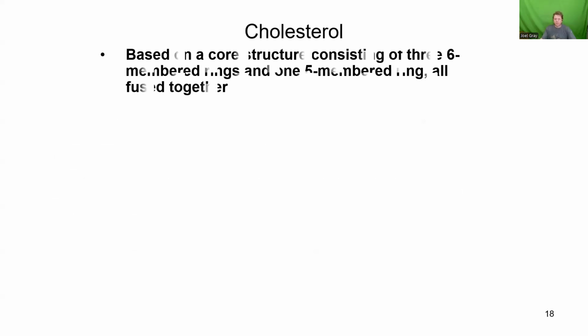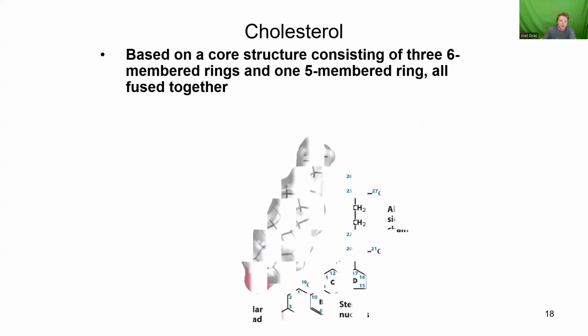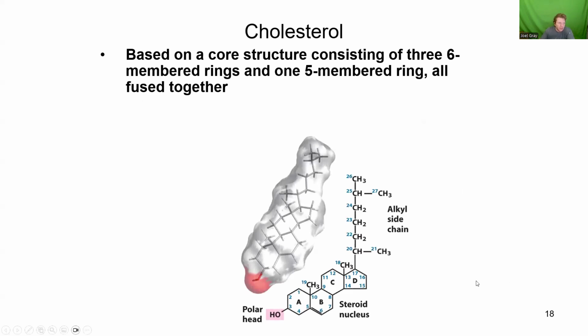So first, let's get into cholesterol. Cholesterol is based on a core structure consisting of three six-membered rings and one five-membered ring, all fused together. Typically, where steroids vary, cholesterol being a steroid, is in the modifications to them. If you look at cholesterol, you'll see this alkyl side chain, and the length of that and the difference in the polar head group highlighted in the lower left-hand corner of the molecule, the variations there are where you see variations in what that molecule looks like and what it does.